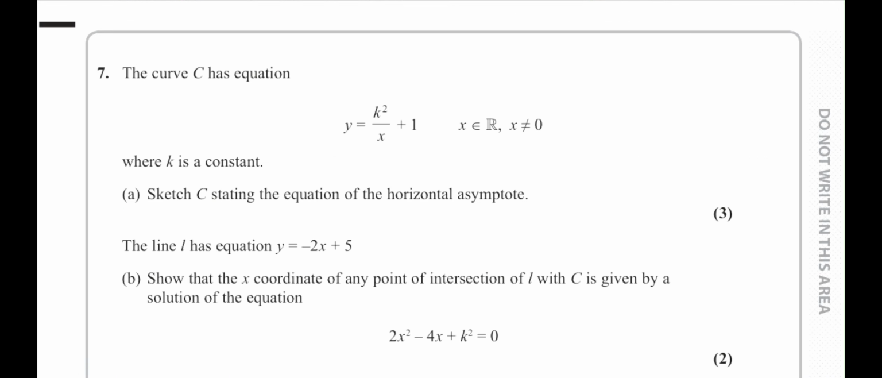Question 7. The curve C has equation y equals k square over x plus 1, where x cannot be equal to 0 but can be any other number, where k is a constant. Sketch C stating the equation of the horizontal asymptote. Looking at the equation, you can see it is a transformation of a reciprocal curve. So y equals k square over x plus 1.